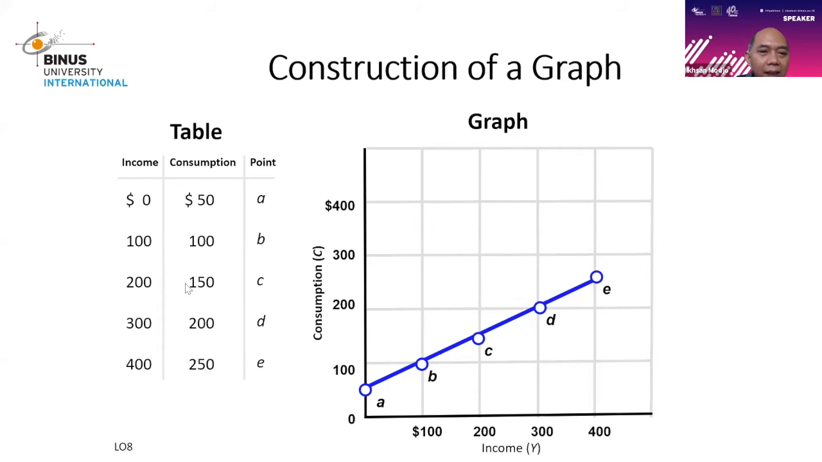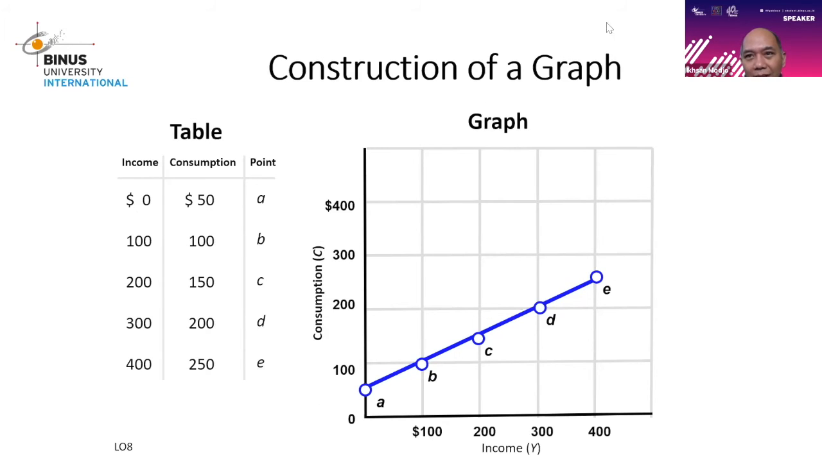So there is a relation here, the relationship between income and consumption. When your income is 0, your consumption is 50. When your income is 100, your consumption is 100. When your income is 200, your consumption is 150. From these relations, you can put a certain point in the graph. How do you draw it? Easy. Remember that this represents consumption, and this represents income.